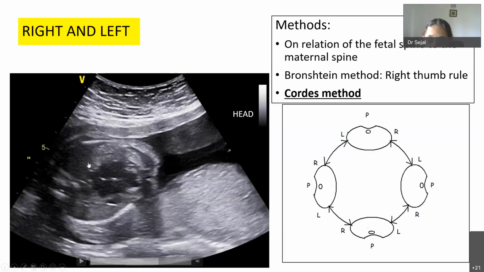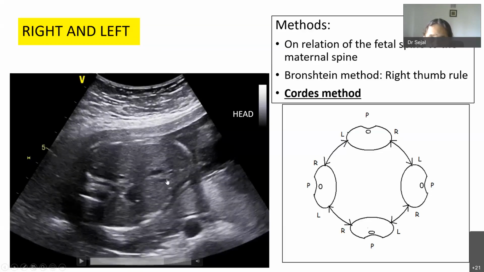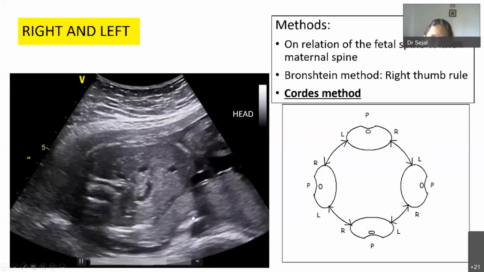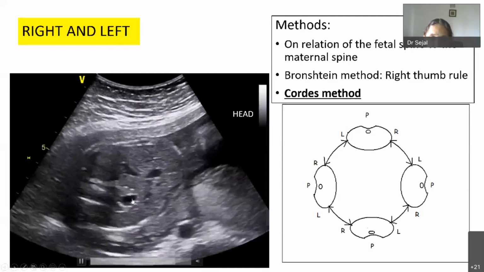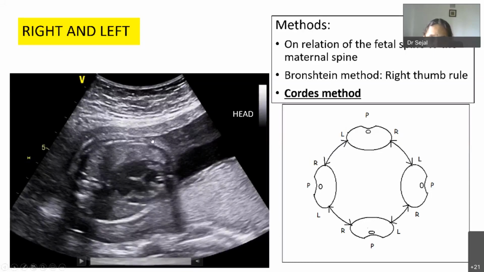What I practically follow is that I stand in the position of the heart facing the spine. So if I'm standing here facing the spine, my left is baby's left. So in this, I have the heart here. I am looking at the spine. This is left and this is right. This is posterior. This is anterior.